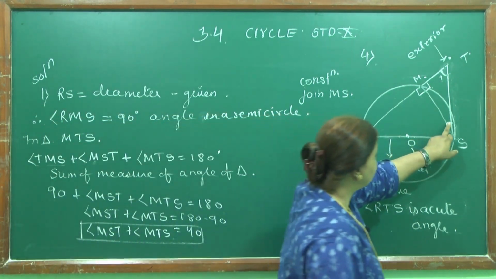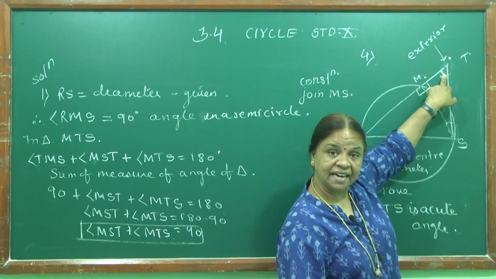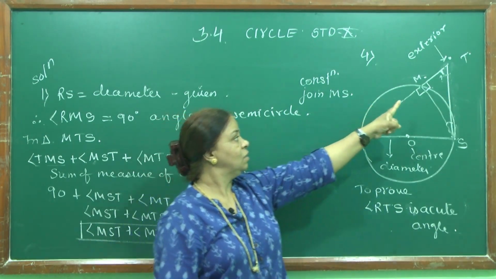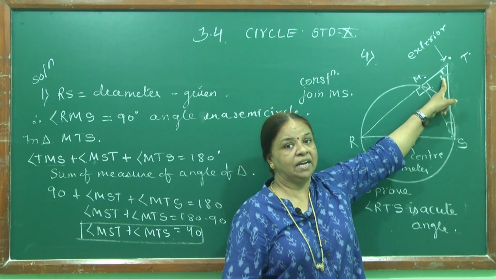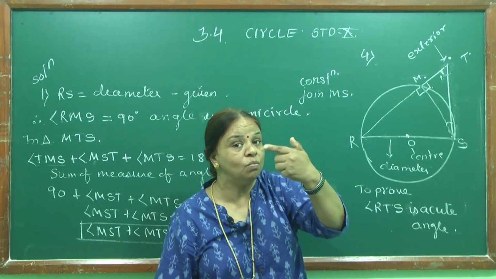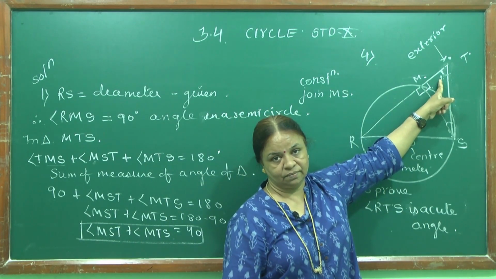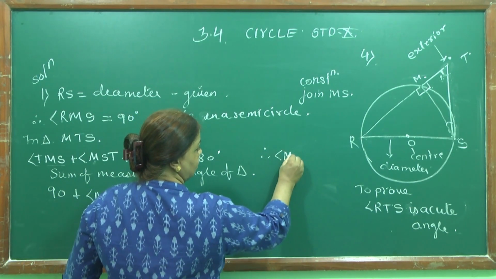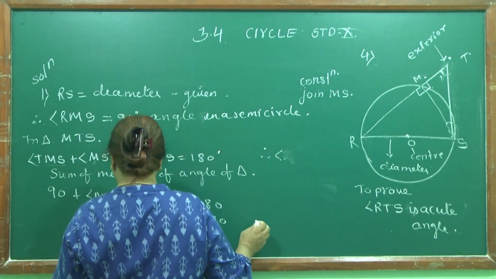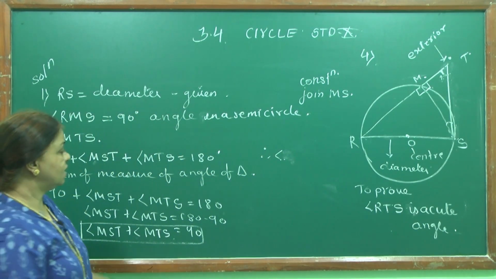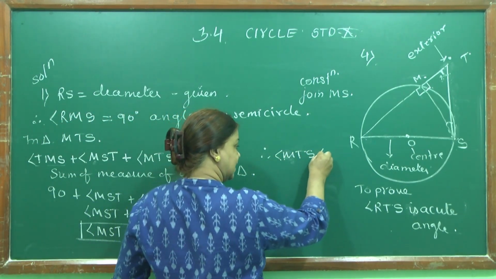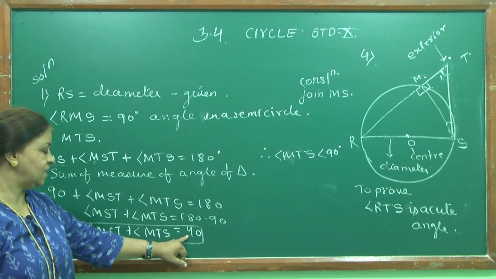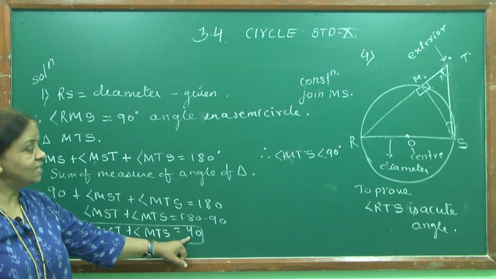Now see here, children, MST plus MTS equals 90 degrees. This angle plus this angle is equal to 90 degrees. It means when you add both angles, it is equal to 90 degrees. That means this angle cannot be equal to 90 or more than 90. It would be less than 90. Clear? And therefore we can say if MST plus MTS is 90 degrees, then angle MTS is less than 90 degrees.